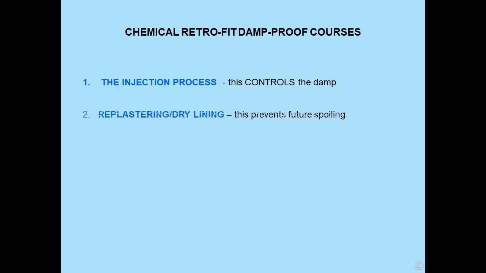We now come to have a look at retrofit damp-proof courses, chemical retrofit damp-proof courses. They consist of a two-part process. The first is the injection process, and that, and I emphasize this, controls the damp. The second part of the process is the replastering or dry lining, and that is designed to prevent future spoiling.